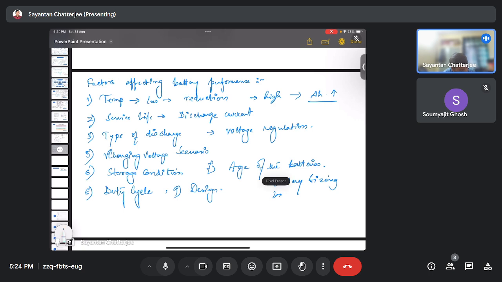Okay, and it is margin, design margin, age. Also, we have the cells. We have the initial capacity. So these things need to be taken care of while designing these battery storage systems.